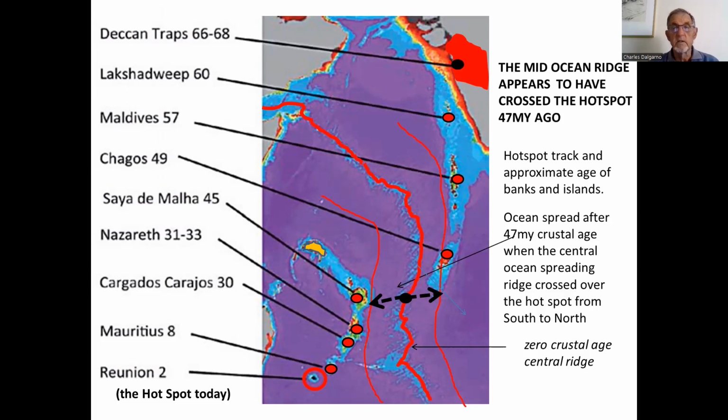So the mid-ocean ridge, I'm reading it now, appears to have crossed the hotspot 47 million years ago. That means the plates have been moving across that fixed position of Reunion, and that's how far that central ridge has moved in a period of 47 million years, from Reunion itself to about where the black arrows centralise. Ocean spread after the 47 million year crustal age carried on since it crossed over the hotspot from south to north at about 47 million years ago.